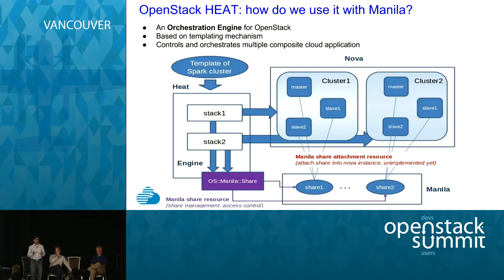So next, why Heat and how does that help? Heat, as you know, is an orchestration engine inside the OpenStack ecosystem, right? It is based on templating mechanisms. You can create templates wherein you specify the resources that you want to use inside your deployment and how you want to deploy using those resources. How we use Heat inside our deployment is we create templates wherein we mention the Manila shares, all the parameters required for Manila shares, and create stacks. So the Heat stack will create clusters, cluster one, cluster two, for a particular user. So the user logs in and requests a Spark cluster for his big data applications, right? These containers are created accordingly using the Heat template behind the scenes.